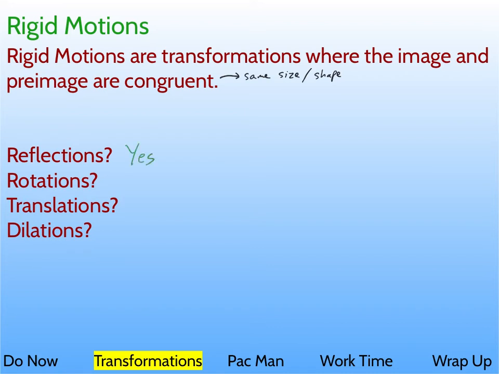Rotations, that's just spinning around. So again, same size, same shape. Translations, also, that's just sliding the shape. So that's also a rigid motion. In fact, it doesn't even change direction. It looks pretty much the same thing, just in a slightly different place. Now dilations, remember, those shapes can get bigger or smaller, so that is not the same size. So dilations are a big fat no to rigid motion. So anytime you see the phrase rigid motions, they're talking about either a reflection, a rotation, or a translation.